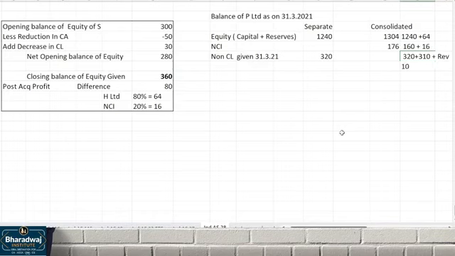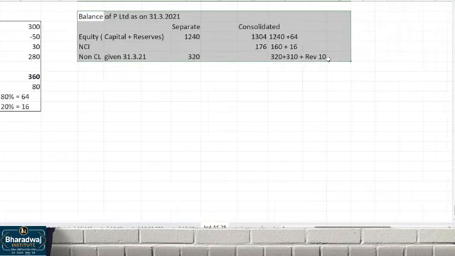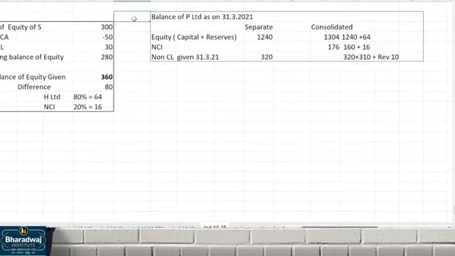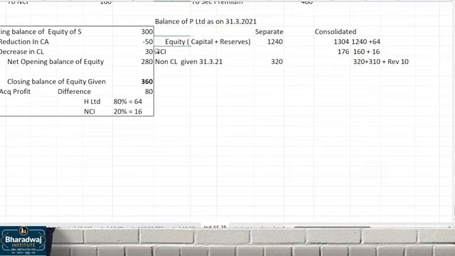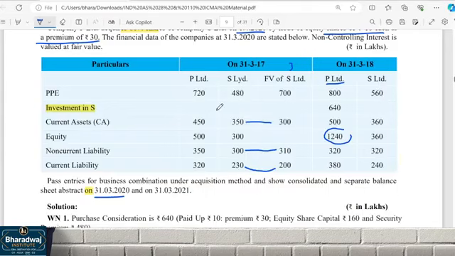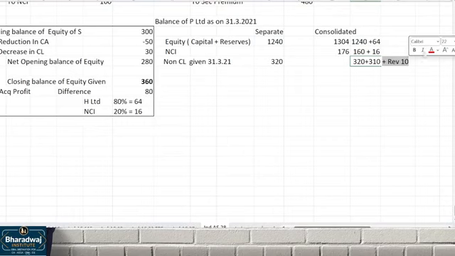Opening balance we revalued by 10. What was the opening balance of non-current liability? 300. It is taken at 310. So what is the extra value we have taken? 10. That will impact the closing balance also. Revaluation from the opening, 10.